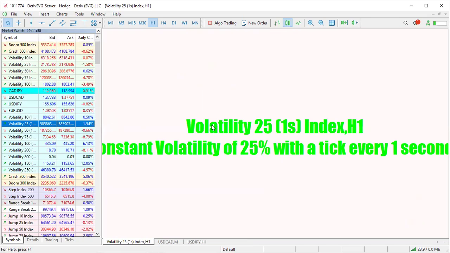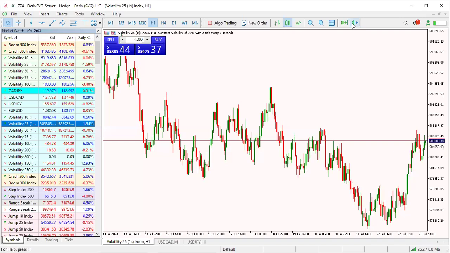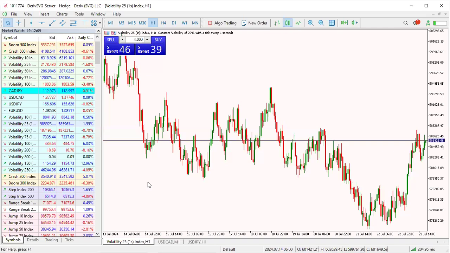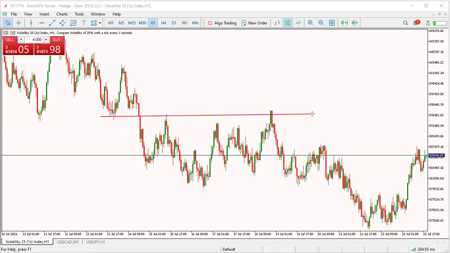Then Volatility 25 (1s), the same behavior, just like any other instrument. If we look here, let's just try a bigger screen. If we look here, what happened is exactly what you would expect in a normal Forex market structure. The market had that level, it had this level, a clear pattern.